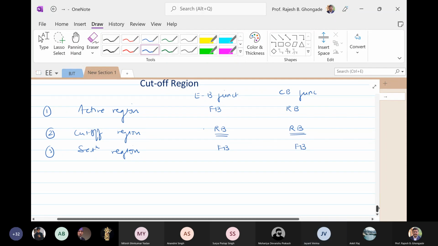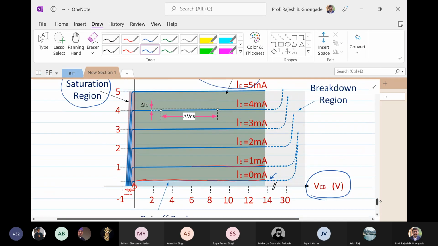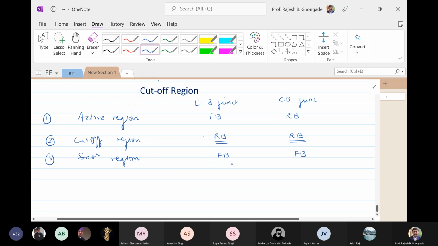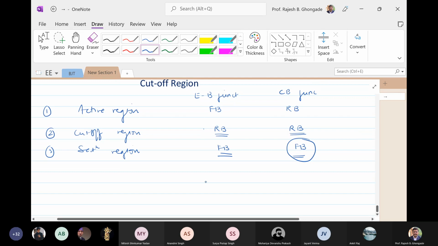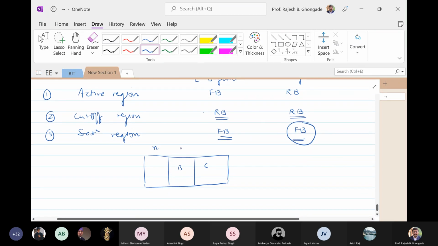अभी सैचुरेशन रीजन कब होगा? When emitter base junction is forward biased and collector base junction is also forward biased. इसको फॉरवर्ड बायस क्यों बोलेंगे? ये तो नेगेटिव में जा रहा है, तो फॉरवर्ड बायस कैसे हुआ? देखो VCB, पहले ये पिक्चर ध्यान में रखो। ये तुम्हारा बेस है और ये कलेक्टर है, ये कलेक्टर बेस जंक्शन है। कलेक्टर बेस जंक्शन को मैंने NPN में रिवर्स बायस करना है, तो मैं क्या करूंगा?